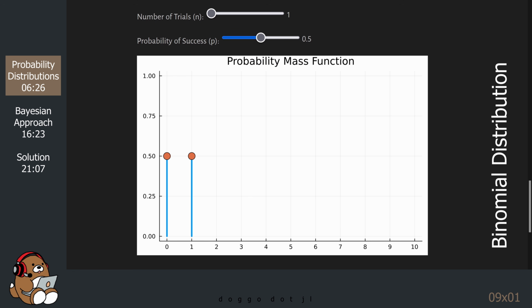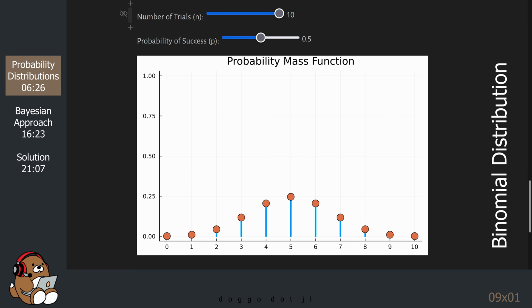Here, 0 means failure, and 1 means success. The probability of failure is 1 minus the probability of success. So as you change the probability of success, the probability of failure changes accordingly. As you increase the number of trials, the probability mass function begins to spread out and begins to resemble a probability density function, but using only discrete values. By changing the values of n and p, you can come up with a lot of different distributions.